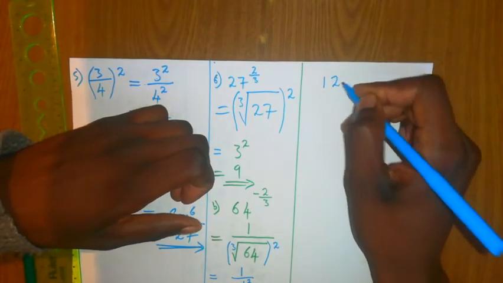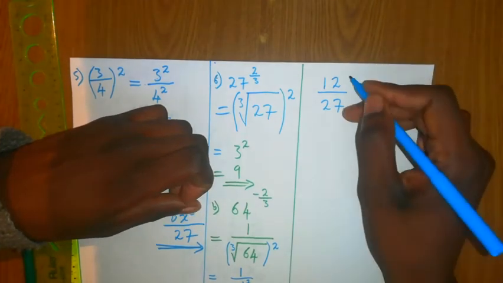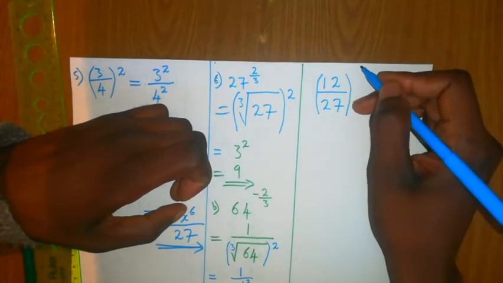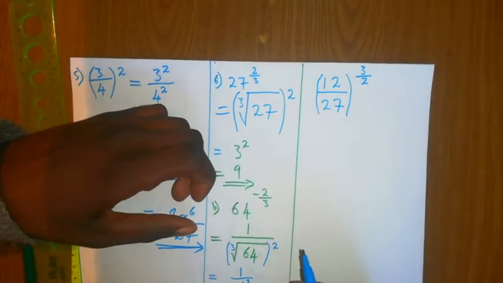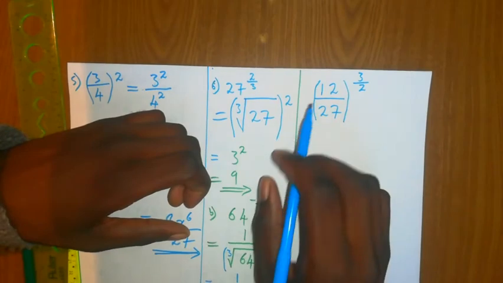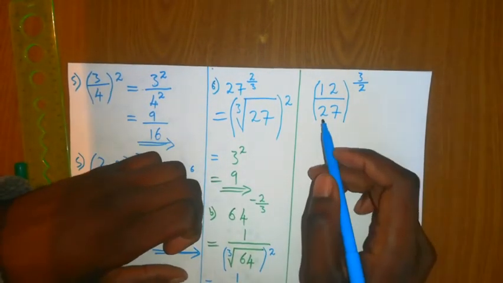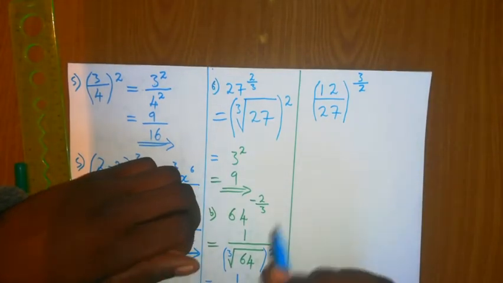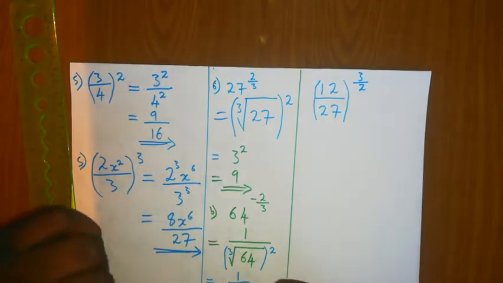12 over 27. This will be raised to a power of maybe 3 over 2. Now what you are supposed to know is that 12 is not part of any perfect squares, perfect cubes and the likes. So we are supposed to first divide 12 and 27 by a single number. In this case, what is our single number that we are going to use to divide 12 and 27?